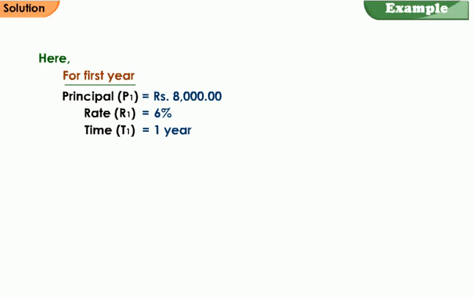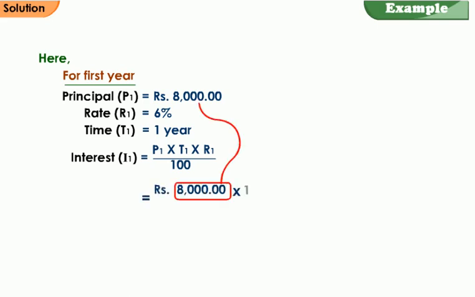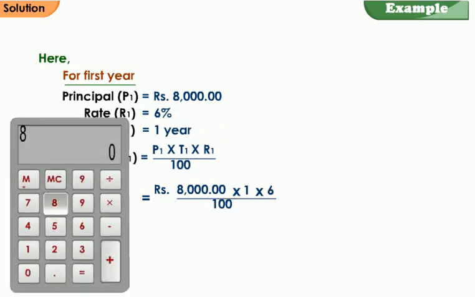Now let us substitute the given values in the formula and we write rupees 8,000 into 1 into 6 divided by 100, which is equal to rupees 480.